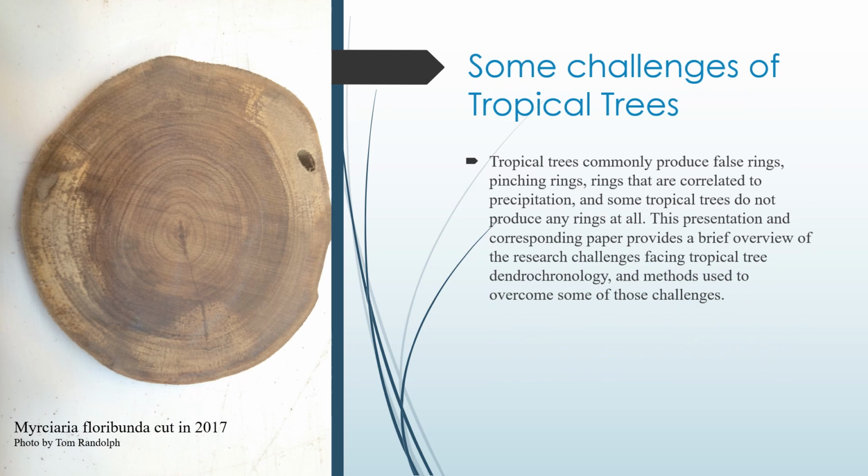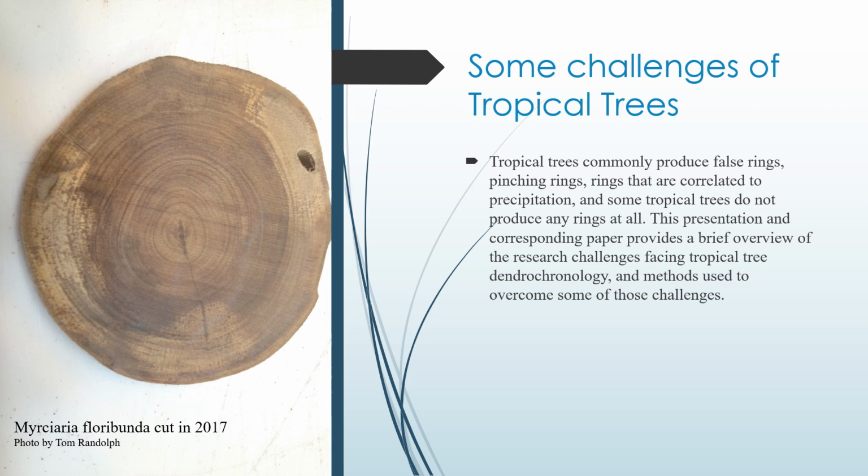On the left, you see a sample, a cross-section of the guava berry tree. I was able to obtain this locally and acquire some sandpaper, and I was able to sand this down a bit to look at the rings. Again, these tropical trees quite often produce false rings, what are also known as pinching rings. Those are rings that don't actually go entirely around the circumference of the cross-section. And these trees commonly produce rings that are just very difficult to cross-date with other trees in a given area.